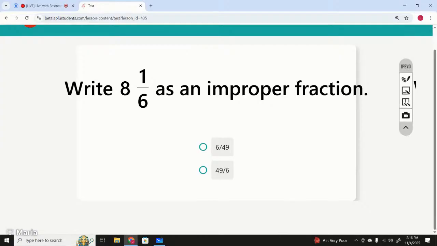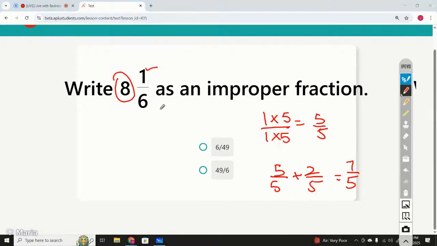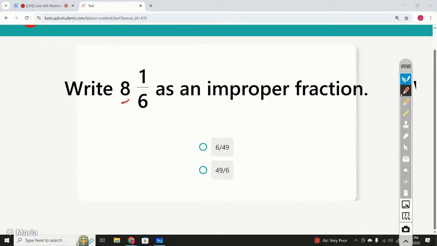Write 8 whole 1 by 6 as an improper fraction. So 8 whole 1 by 6. 8 is the whole number. So multiply the denominator with the whole number, 8 by 6 and 1 by 6. You can write it as 8 over 1, right? That is 8 times 6 is 48 over 6.